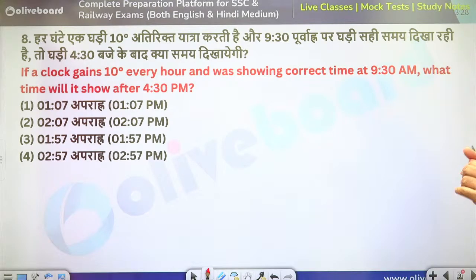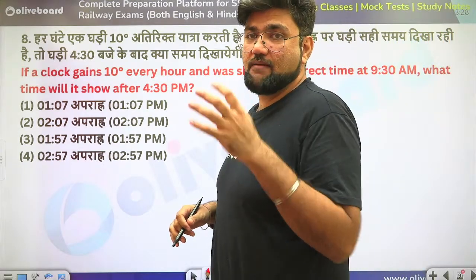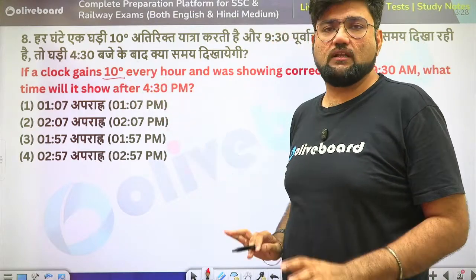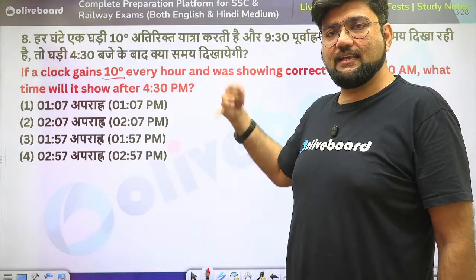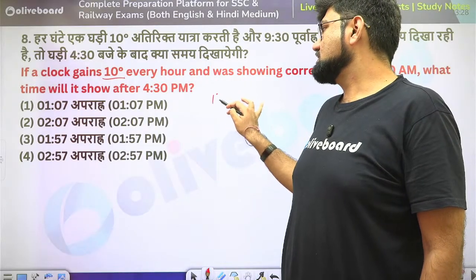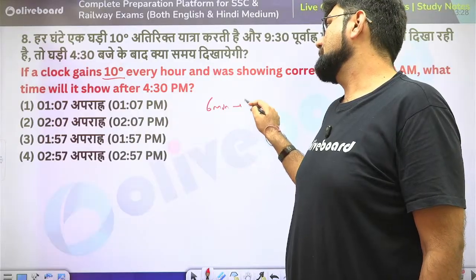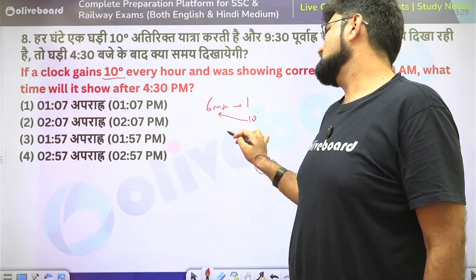See, all good questions for clocks, okay? If a clock gains 10 degrees every hour, this time they have not given you a minute or second time or an hour time. A clock is gaining 10 degrees every hour, and this gain is always in minutes only. This is minutes gain is what we are talking about. So in 1 hour, it is gaining 10 degrees. 1 degree is 6 minutes. Sorry, 6 minutes is 1 degree. Okay, so 10 degrees how much? 10 degrees, 60 minutes.